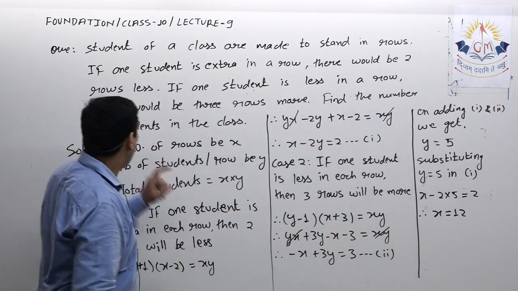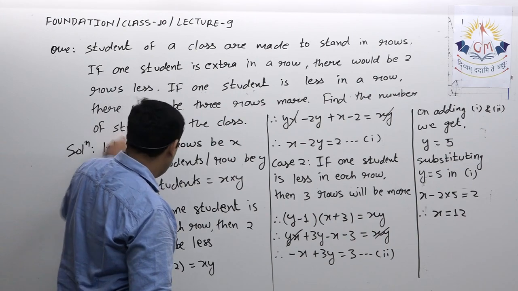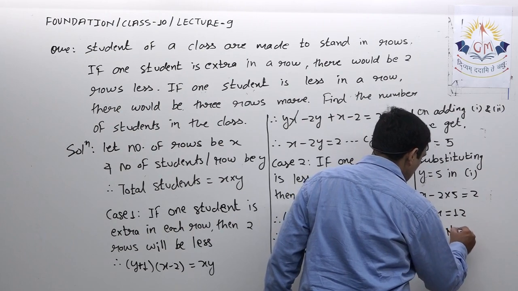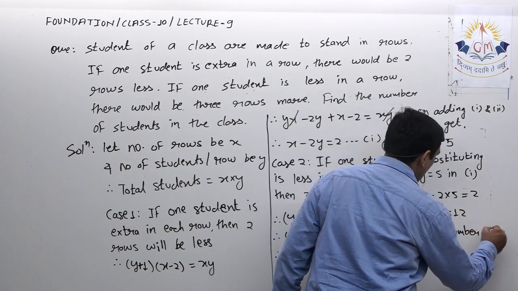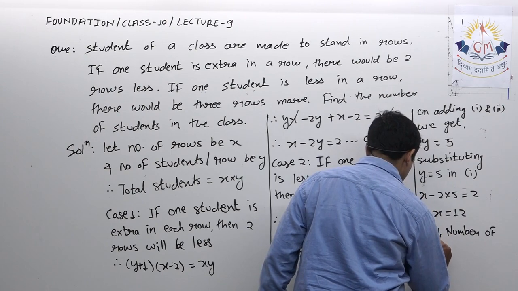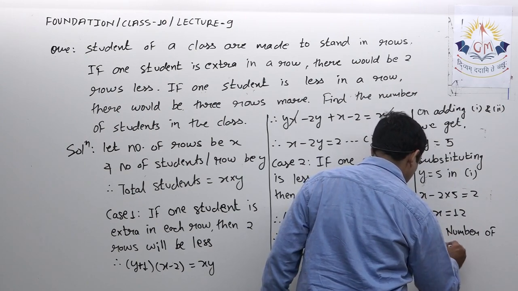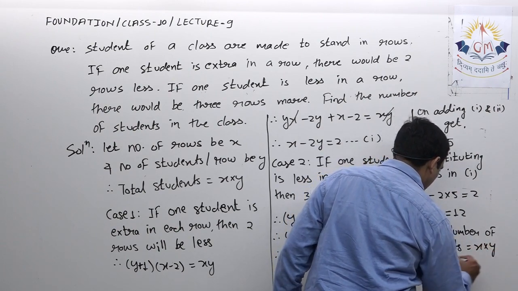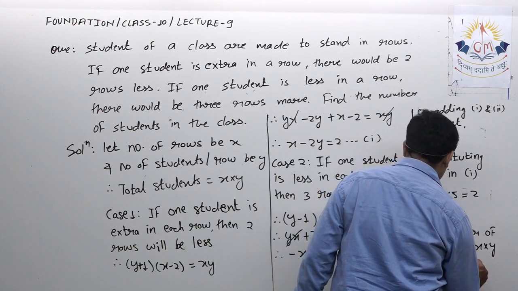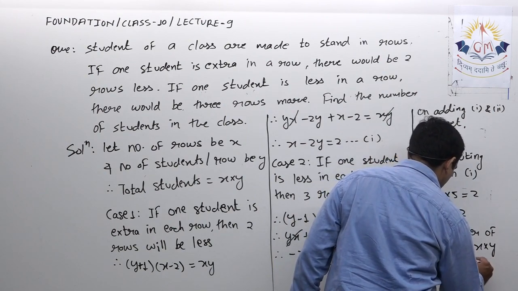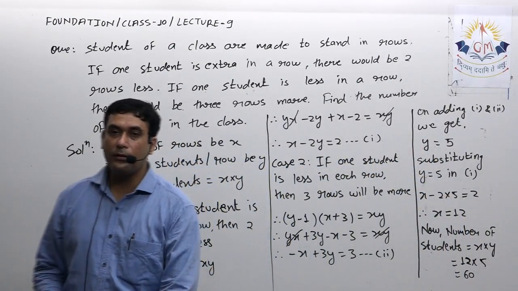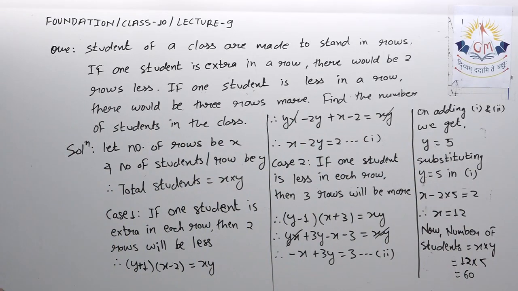This is not my answer. What I need to find is the number of students, that is x into y. So now the number of students is equal to x multiplied by y, that is 12 multiplied by 5, that is 60. So there are 60 students in that class. So please note it down, then we'll see the next question.